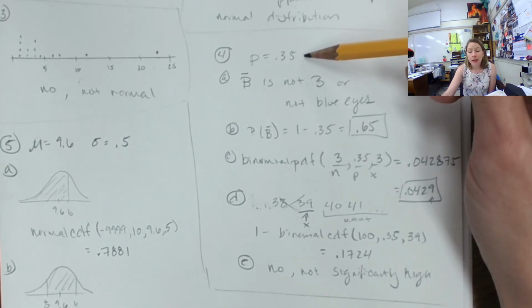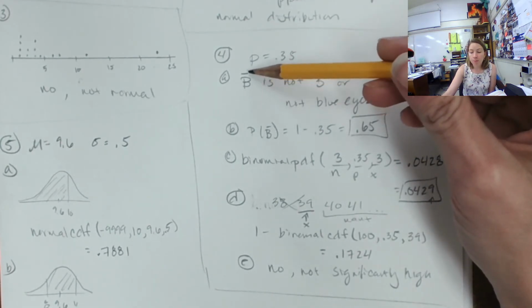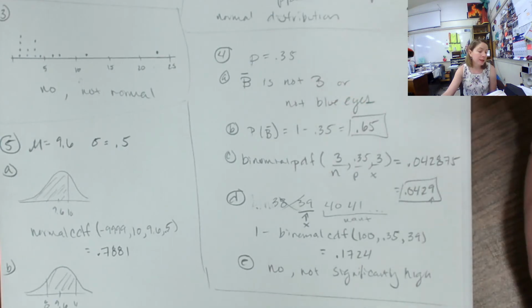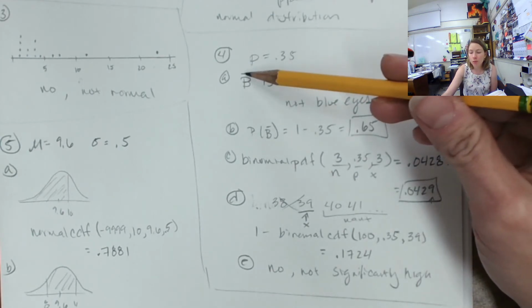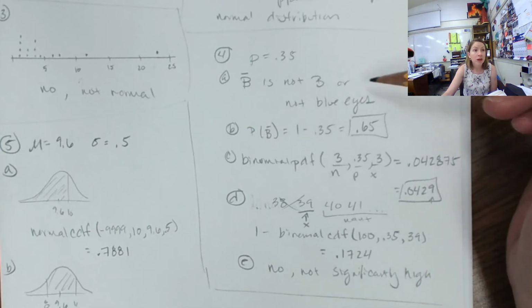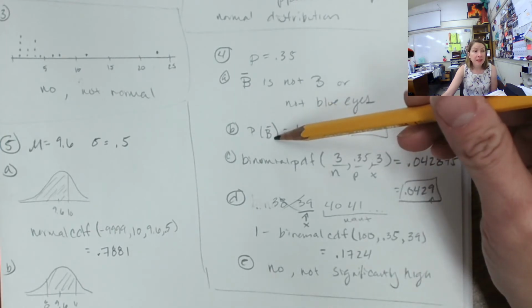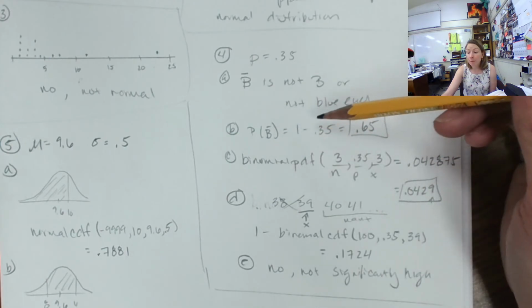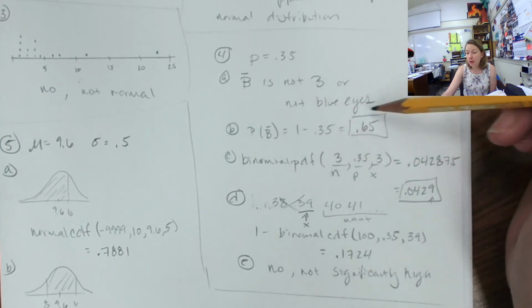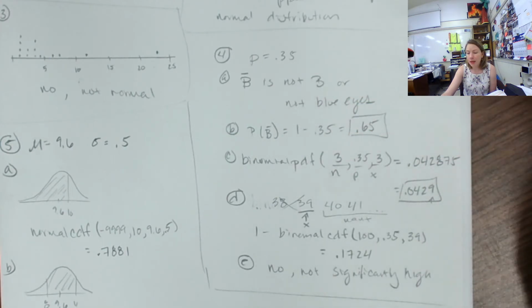All right, number 4, we are dealing with the probability that someone has blue eyes is 35%. And then they give us this bar B, right? B is that someone has blue eyes, and so bar B means not B or not blue eyes. So the probability of not B is our complement. That's that 1 minus 0.35, which is 0.65.